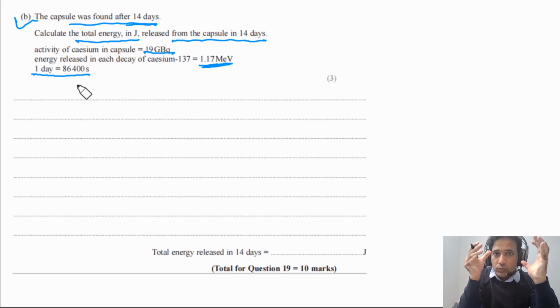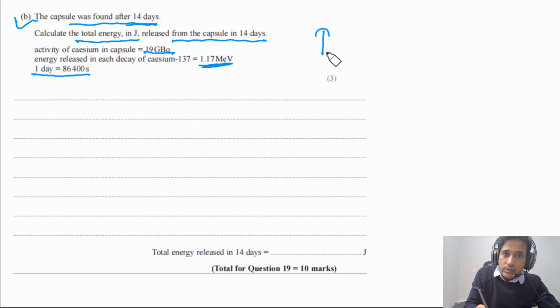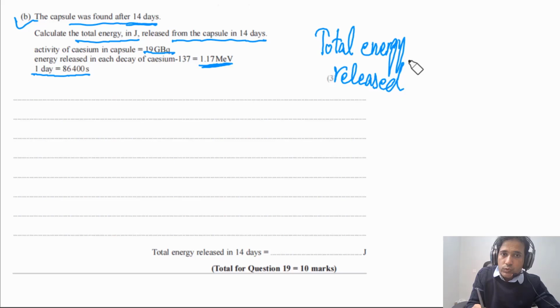So when you read the question, how we can answer? So what do we need to calculate in this case? We need to calculate total energy released, and answer should be in joules. Total energy released. So if we can find out number of decays in 14 days, so we can multiply with energy release in one decay.